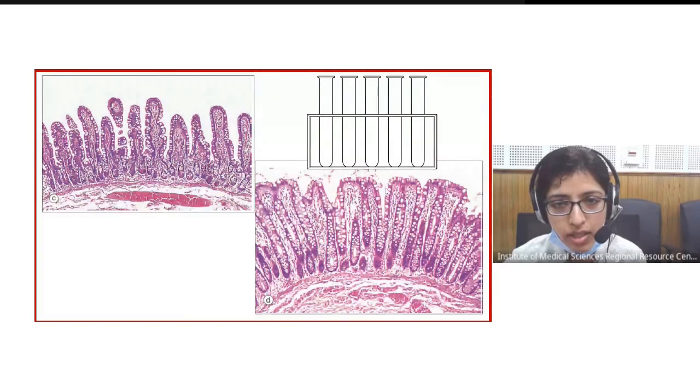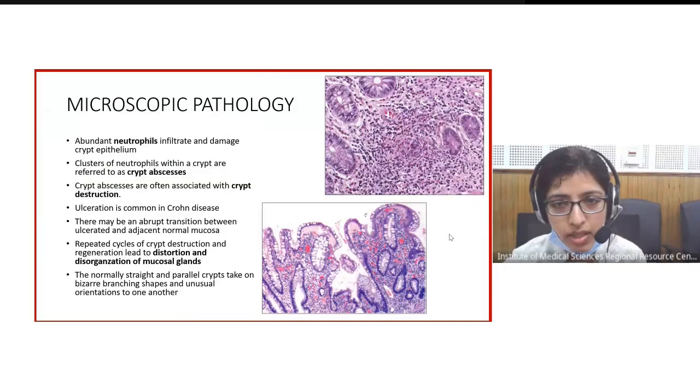So they are parallel to each other, they are not intersecting, and they are non-branching. That is, there is a single elongated crypt. There are no outpouchings, no branchings, nothing. So this is the normal architecture, and the lining is columnar cells and essentially a lot of goblet cells. Okay, so why is it important? Because this architecture is lost. The crypts assume abnormal architecture in inflammatory bowel disease.